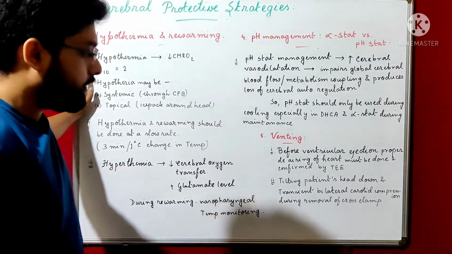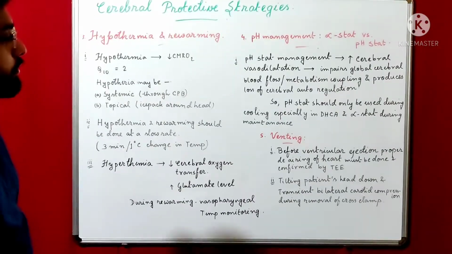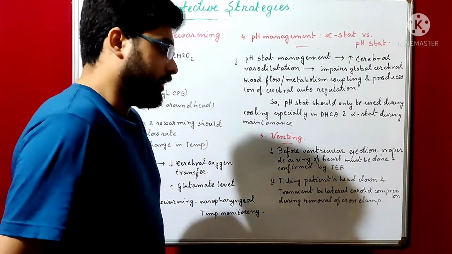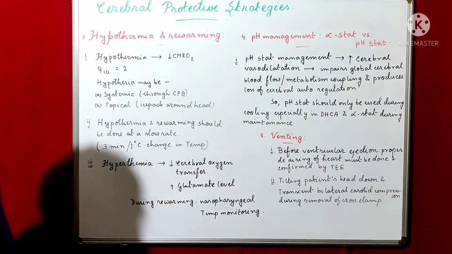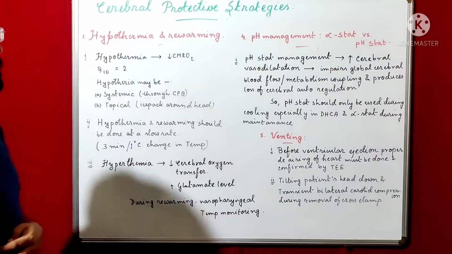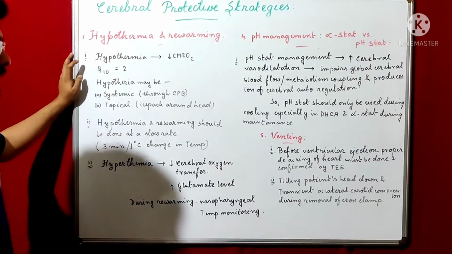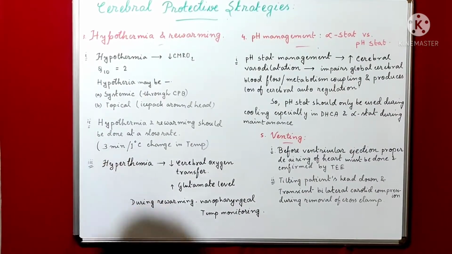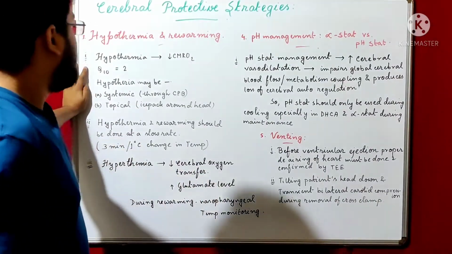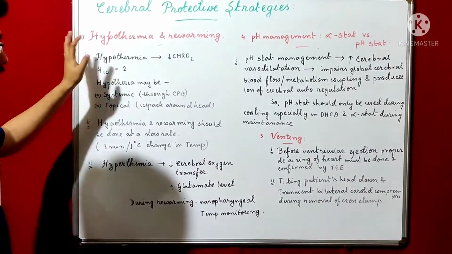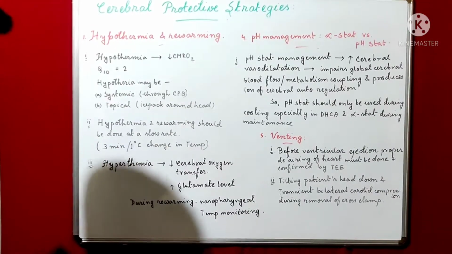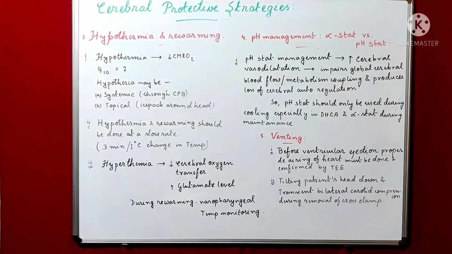We know that Q10 for the brain equals 2, that is, for each 10 degree reduction in temperature, the cerebral metabolism will be reduced by 50%. That is, cerebral metabolism will be half for each 10 degree reduction in temperature. So mild hypothermia usually is beneficial for cerebral protection during cardiopulmonary bypass.